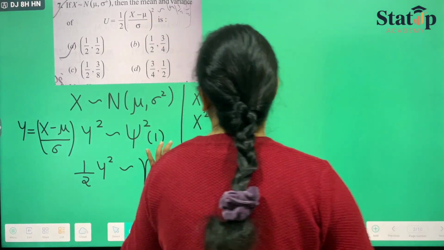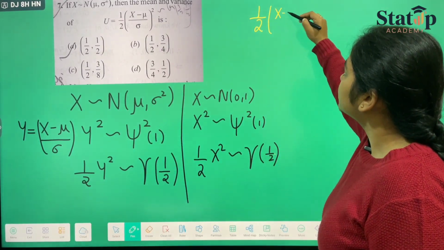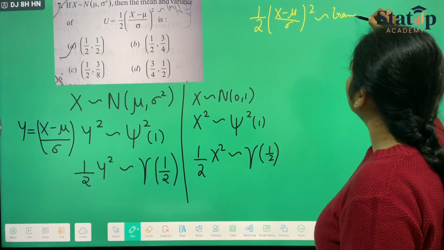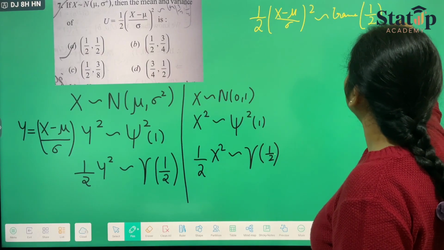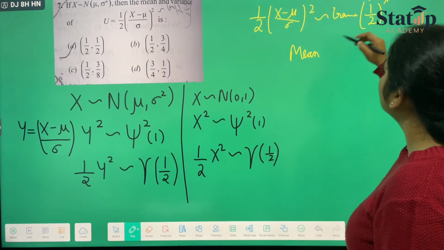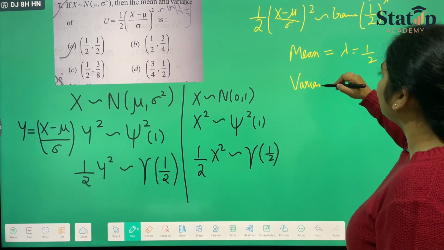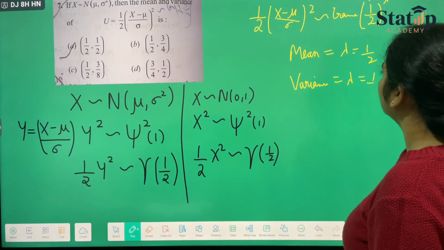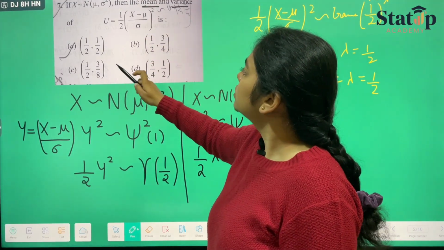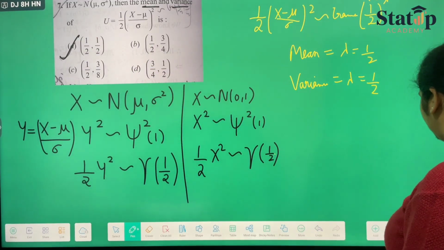upon sigma only, whole square we have put. So here, since we know that 1 upon 2 times x minus mu upon sigma whole square follows gamma with parameter 1 by 2, then the mean is lambda, which is 1 by 2, and our variance is also lambda, which is 1 by 2. They have asked in the question the mean and the variance. So mean and variance both are 1 by 2, 1 by 2, which is our option number A.